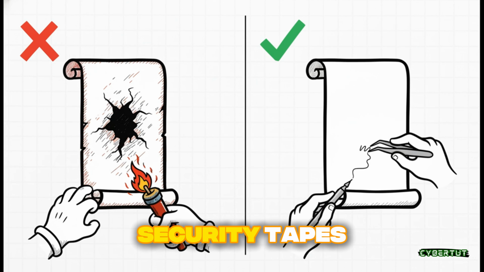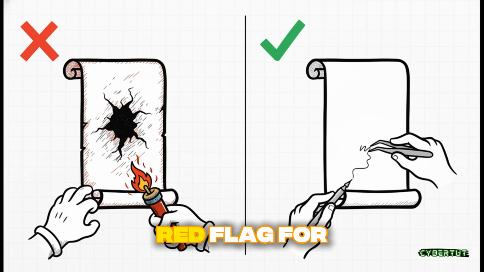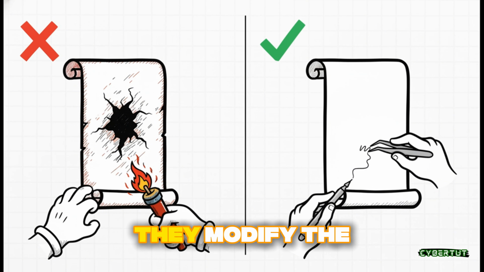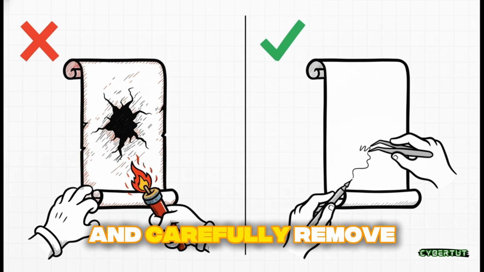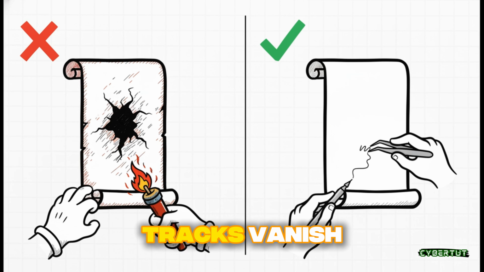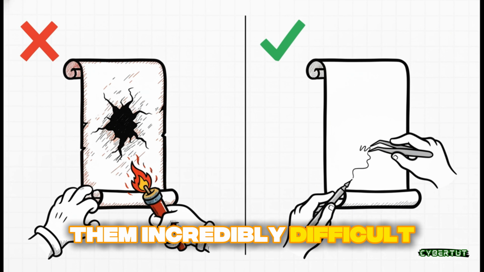Next, you edit the security tapes. Now, an amateur might just delete the log files completely, but that's really noisy. It's a huge red flag for any system administrator. A professional is way more subtle. They modify the logs. They go in and carefully remove only the specific lines that show what they did. Their tracks vanish, but the log itself looks fine, which makes detecting them incredibly difficult.